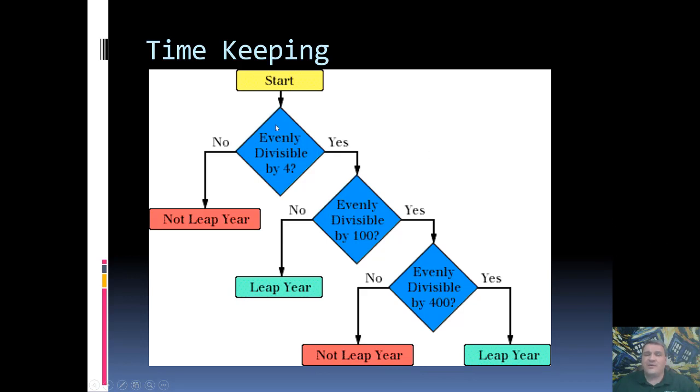The year 2000. Is 2000 evenly divisible by 4? Yes, it is. Is 2000 evenly divisible by 100? Again, yes. And is 2000 evenly divisible by 400? Again, yes. So the year 2000 was actually a leap year. I hope that this helps you see how we figure these things out.